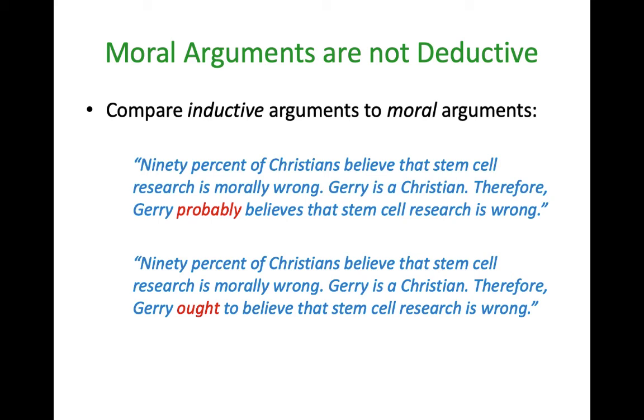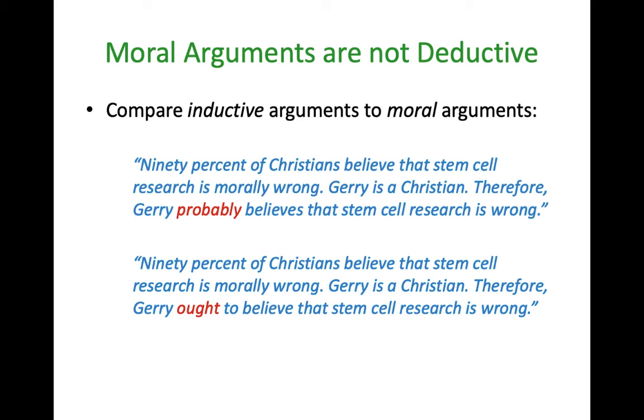It's inductive at best. Somebody says 90% of Christians believe that stem cell research is morally wrong, and Jerry is a Christian, so Jerry probably believes that stem cell research is wrong. Well, probably he does, because that's the sort of thing that Christians believe. Many Christians, not all, but many, are against stem cell research. They're thinking that the stem cells are, at least technically, potentially future adult humans with rights, etc.